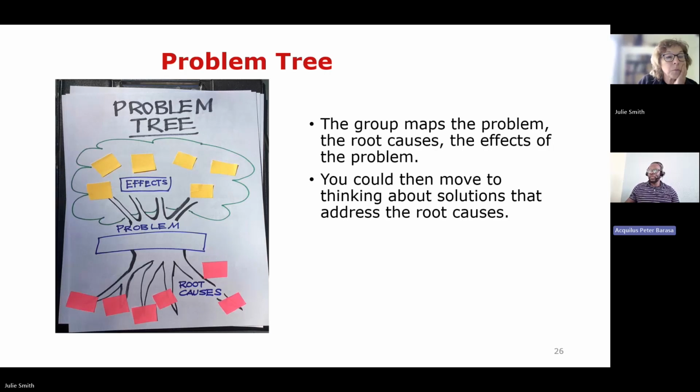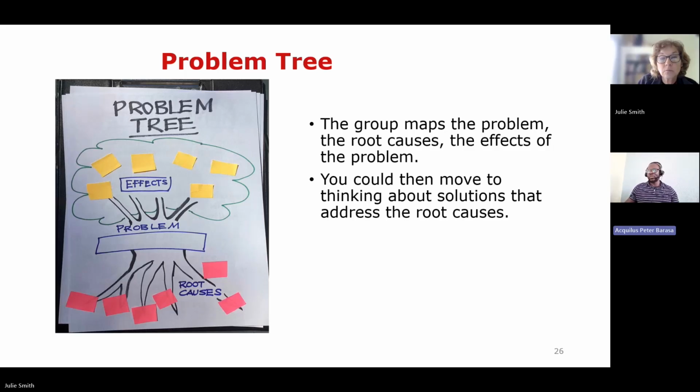For example, children with disability access to school. Why aren't children with disability going to school? And what are some of the root causes? So the root causes might be, for example, parental fear that they're gonna be bullied.